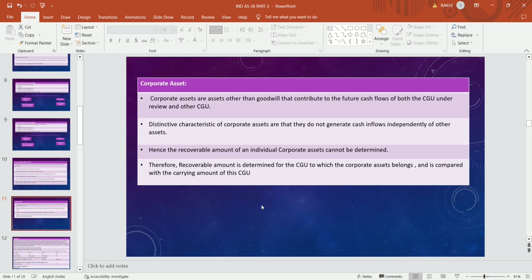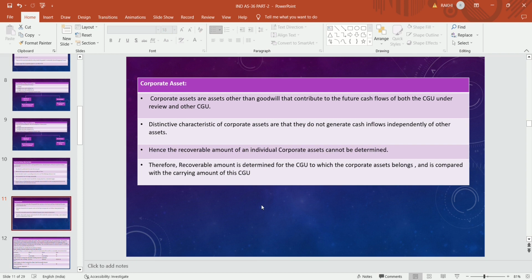So corporate assets are assets other than goodwill, though like goodwill, if the business improves, their value also improves. These assets indirectly support the business in order to generate cash flows.